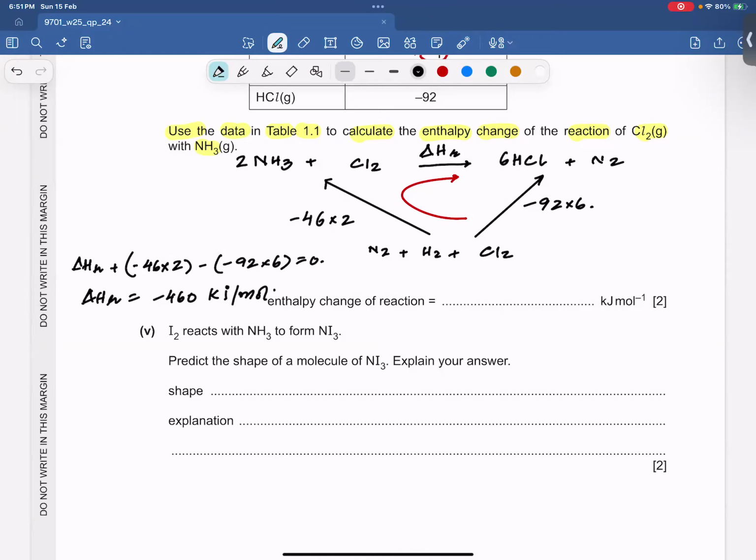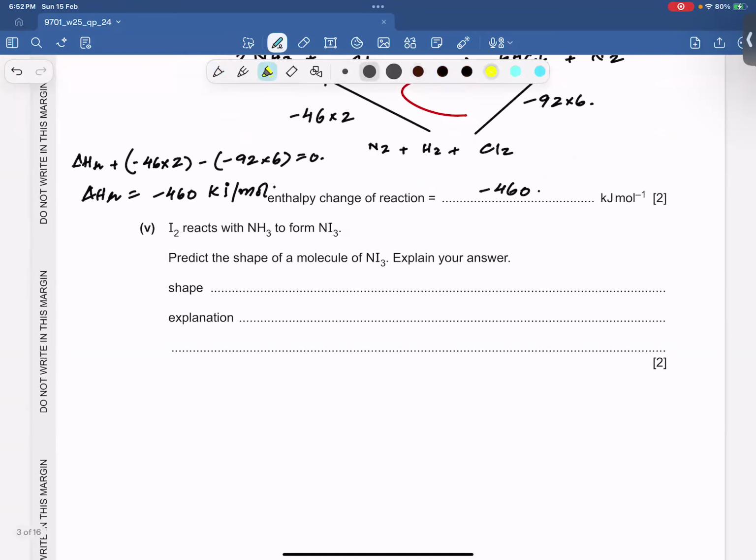I hope it makes sense to you. Okay. Let me cross check calculation. 6 times 2 plus 92 times 6. And 92 times 6. 552. Yeah, minus 460. Okay.